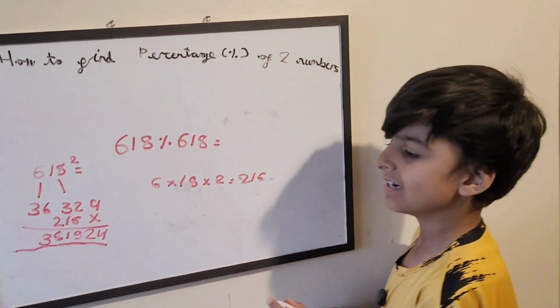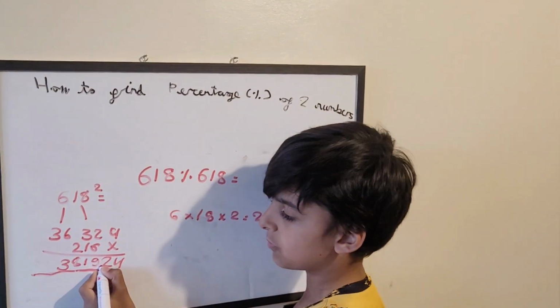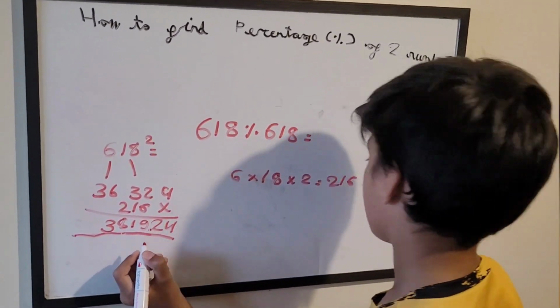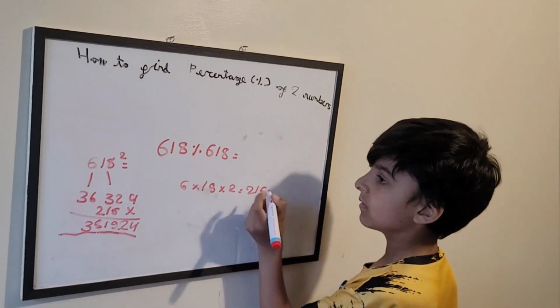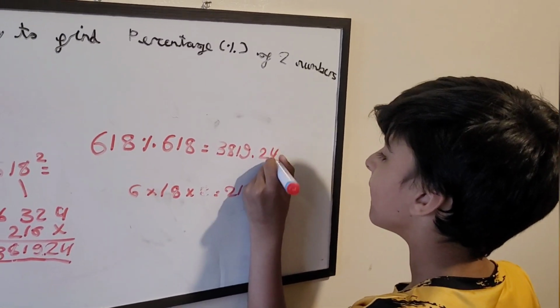Divide by 100 is put the decimal point between the last 2 digits. You put the decimal point in the last 2 digits but before them. So that is our answer. 3819.24.